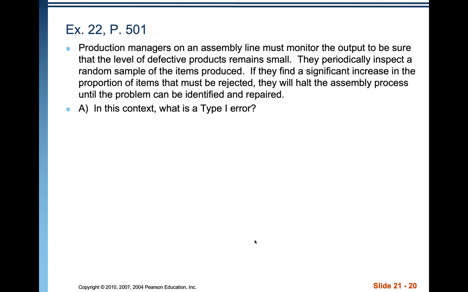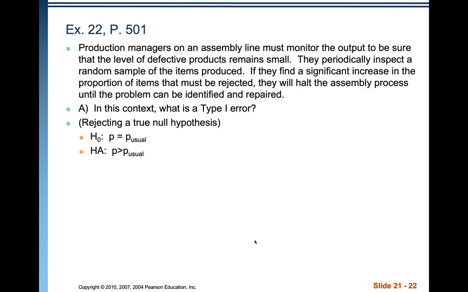One thing that is often helpful to people is to write out what a type 1 error is and then put it in context. So type 1 error is rejecting a true null hypothesis. So let's think about what our null and alternative hypothesis would be. The null is that there is no change in the proportion of defective items. So we're saying the true proportion is equal to the usual true proportion. The alternative, when we're going to stop the assembly process, would be when the proportion is higher than usual.